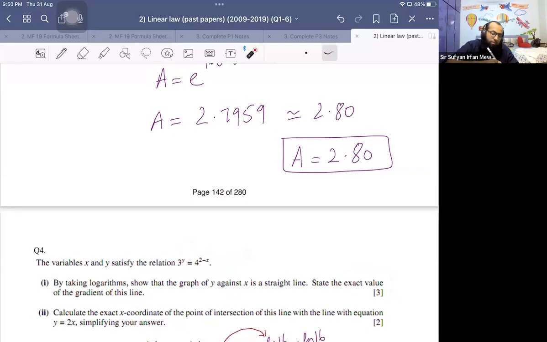And then later on, calculate the exact x coordinate of the point of intersection of this line with the line with equation y equals 2x, simplifying your answer.